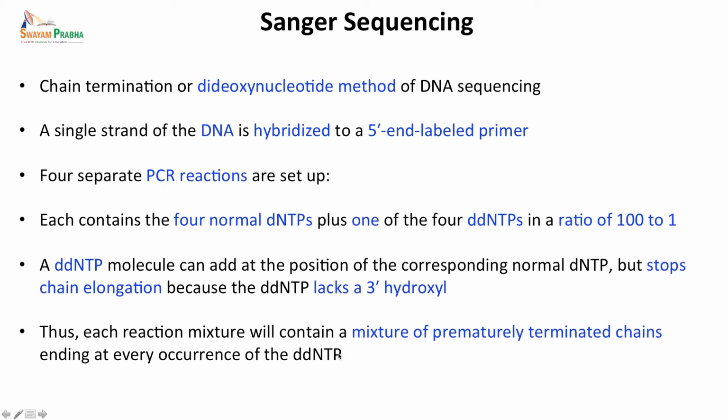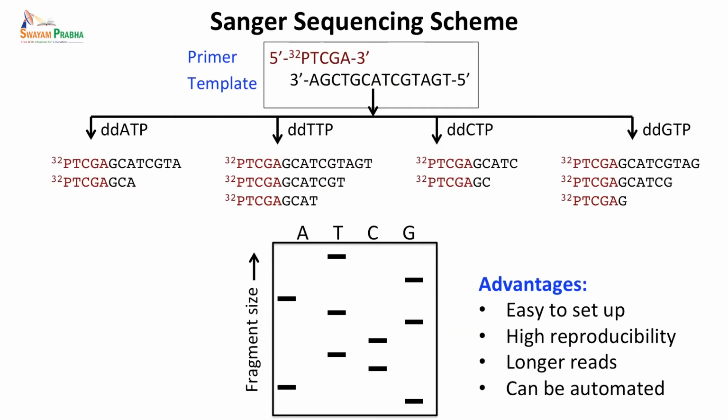So it's a probabilistic event. In some of the templates, supposing there is a T residue, during amplification either a normal dNTP can be introduced complementary to that T, or by chance, if the ddNTP gets introduced, then the chain will terminate. So let's see how that helps in sequencing.